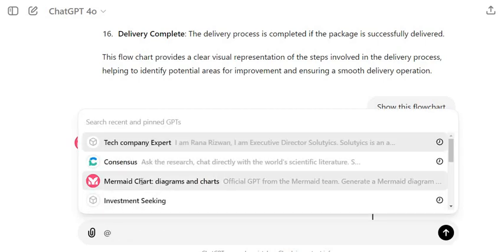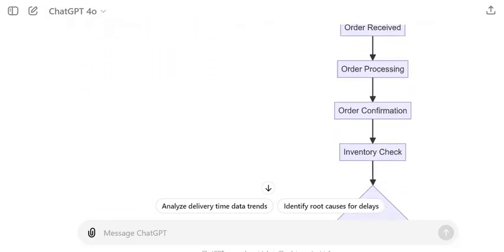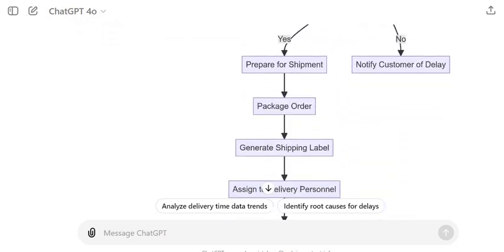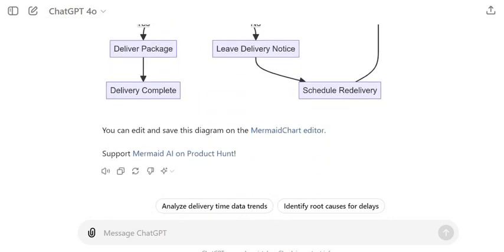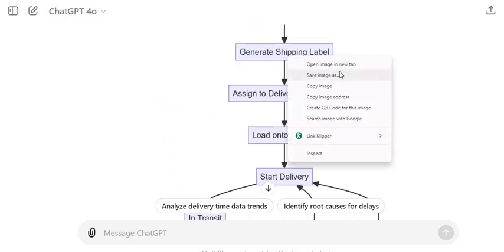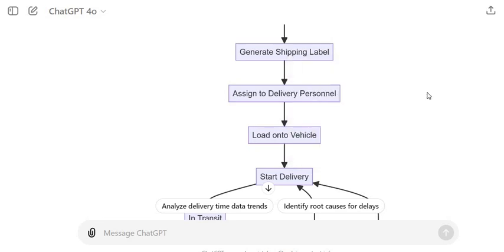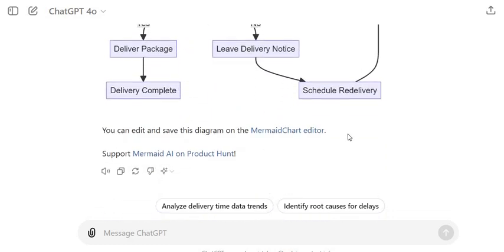So for example, I called this Mermaid Chart Diagrams GPT and asked it to show the diagram, and look what it did. It actually gave me a better diagram using mermaid code. Okay, so you can see what this looks like. You can copy this code, open the image, or save the image, download or copy the image, and then paste it somewhere. Or if you want to edit this, you can go to the mermaid editor and make changes as you want.